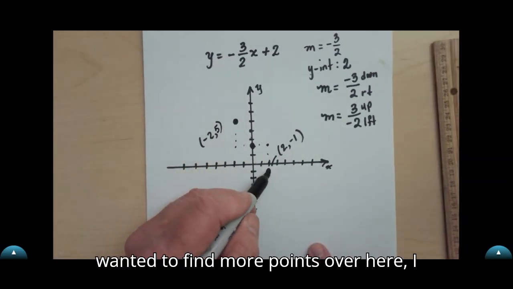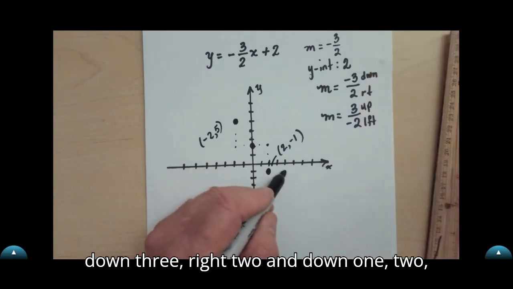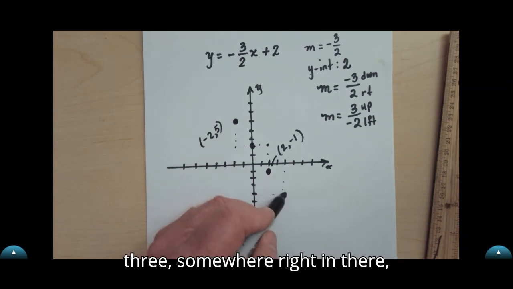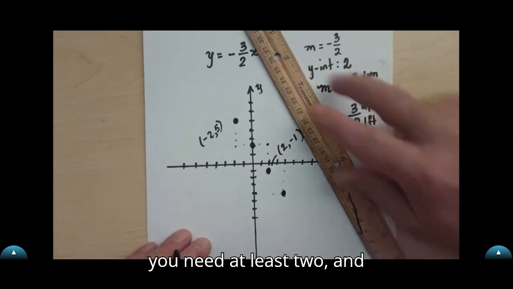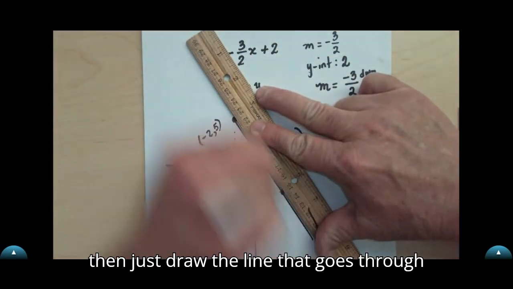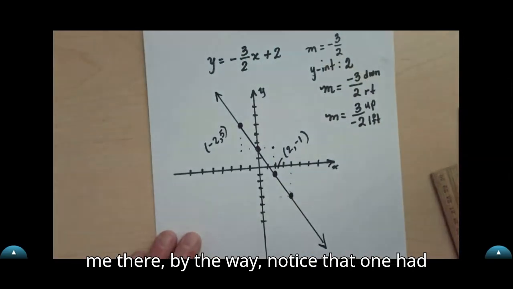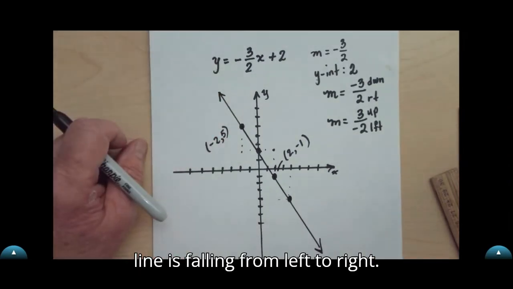And I could keep doing that if I wanted to. Like if I wanted to find more points over here, I could use this again and go right 2 and down 3. Right 2 and down 1, 2, 3, somewhere right in there. That would be another point. But again, you need at least 2. And then just draw the line that goes through it, and there's my graph. Everybody with me there? By the way, notice that one had a negative slope, and sure enough, that line is falling from left to right.